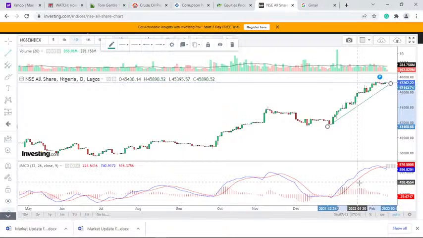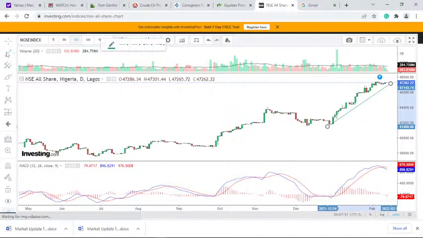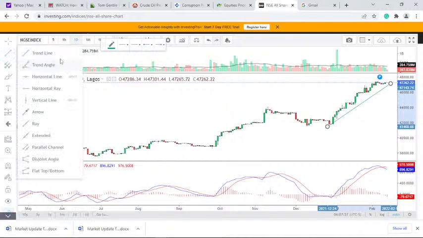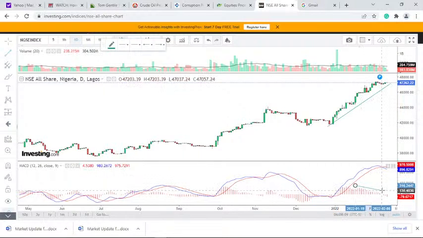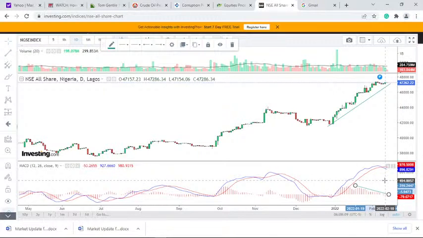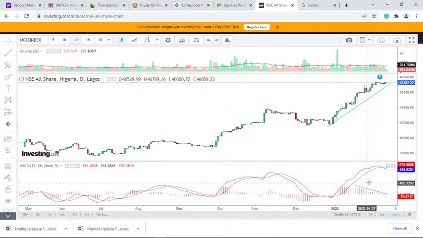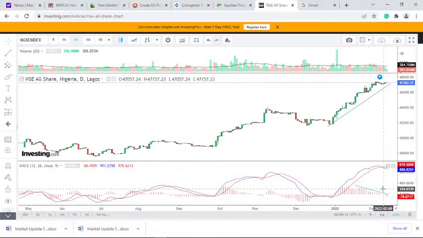Then also, if you come here, I see the same trend line here too. Let me bring it here. You can see that from here too. You can also see what we call the divergence. And this divergence, you can see that this is an uptrend. Also, we're seeing a divergence in trend. It tells you that something is about to happen.